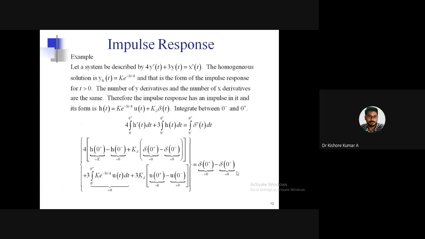These are some other examples. The system can be described by the equations. Then we can go for the homogeneous solution: y h of t is equal to k e power minus 3t by 4. And that is the form of the impulse response, especially for time greater than 0.